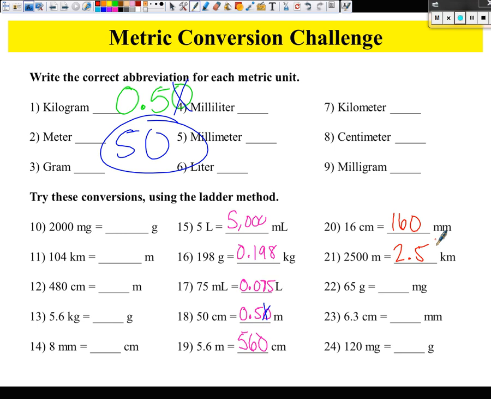Okay, 65 grams to milligrams. That's 3 places to the right, so it's what? Very good. 65,000. 6.3 centimeters to millimeters. That's how many places which way? 1 to the right, so it should be 63. Yeah, my bad. I don't know why I added that 0. Sorry. So 63. And then the last one, 120 milligrams to grams, that's 3 to the left. So 0.120. All right. Any questions on any of those?